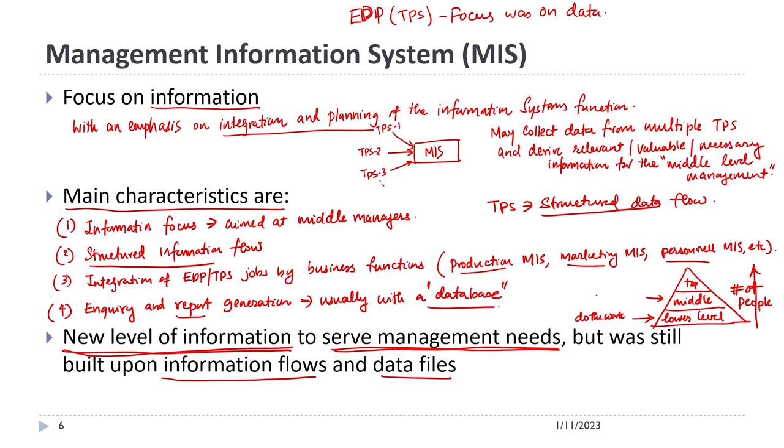The middle level is the one who makes the daily operational decisions, like who will get leave. And long-term decisions, or strategic decisions as we call them, are what the top management typically makes. Okay, so I will give you a simple example of how this works.